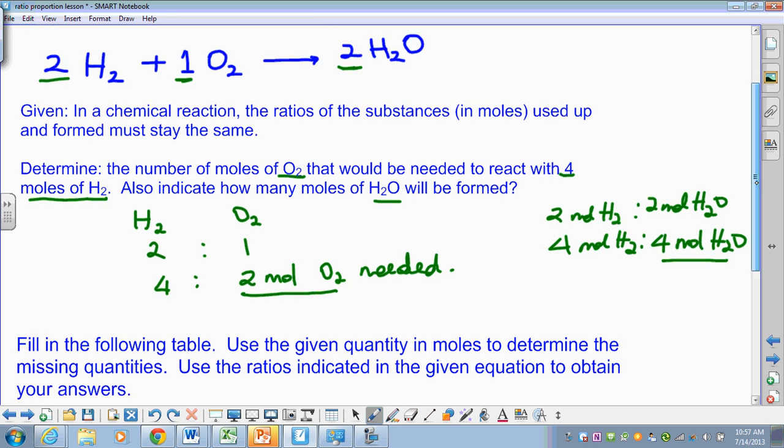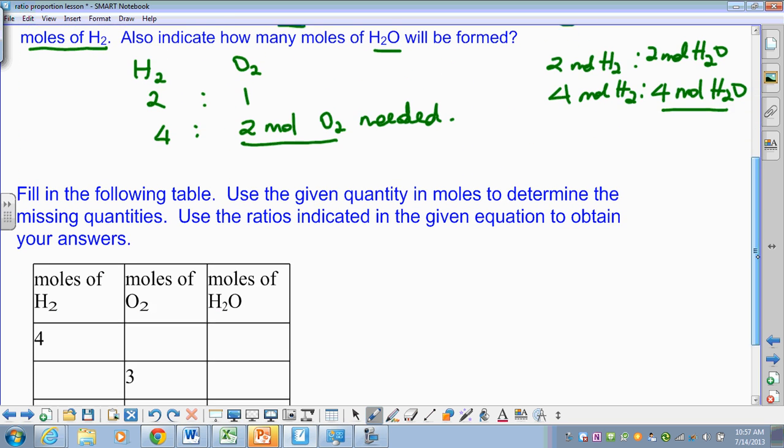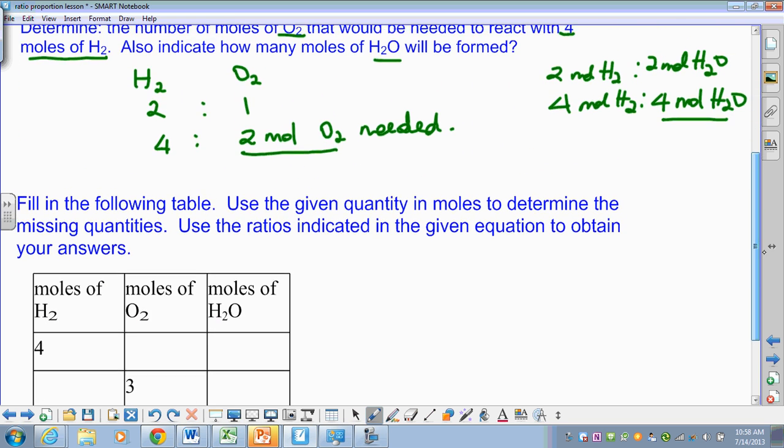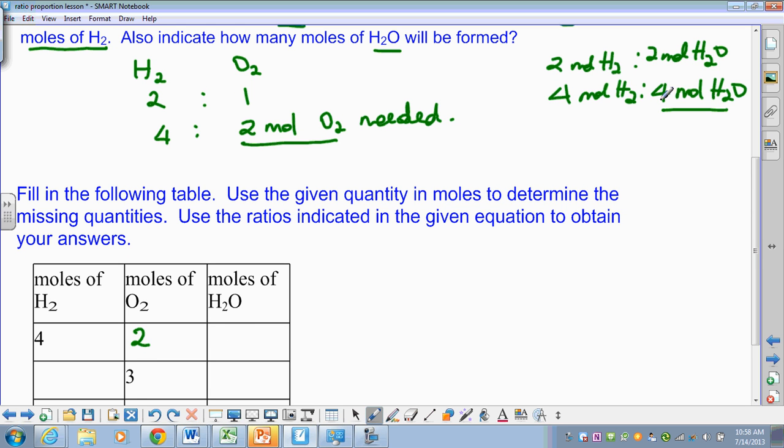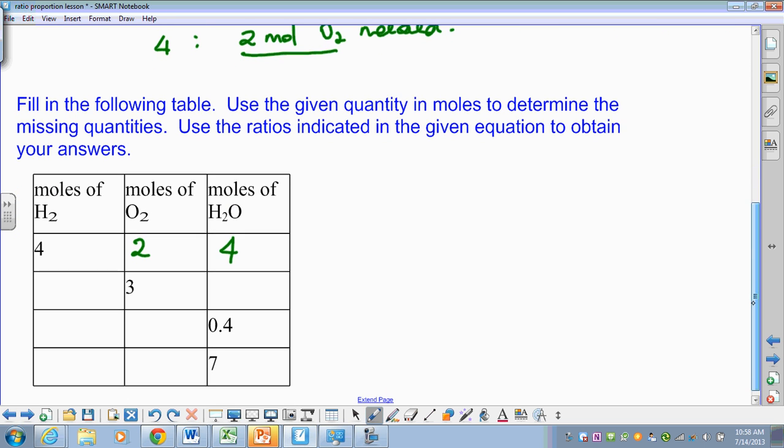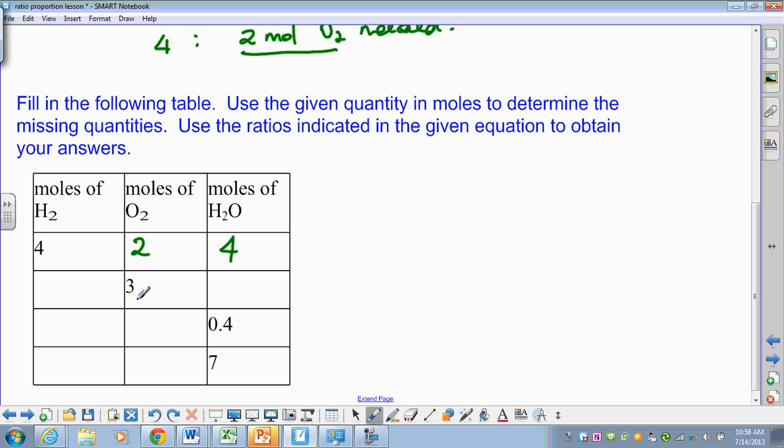Let's take a look at another example. As a matter of fact, it's the same one, but we're going to have a few more parts to it now. When 4 moles of hydrogen was given to us, the number of moles of oxygen reacting with H2, we've determined to be 2. I'm just filling in the table based on information obtained above. And then 4 was the answer for the number of moles of water. Now look at the table. Now we're given 3 moles of oxygen. Can you fill in the blanks? As a matter of fact, can you fill in the remaining part of this table and then come back and check with us for the answers?